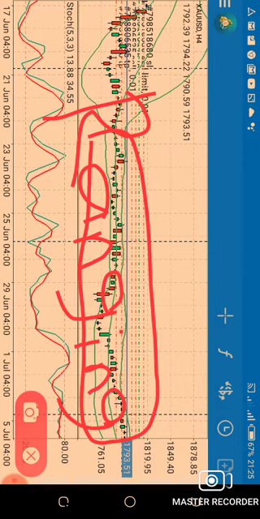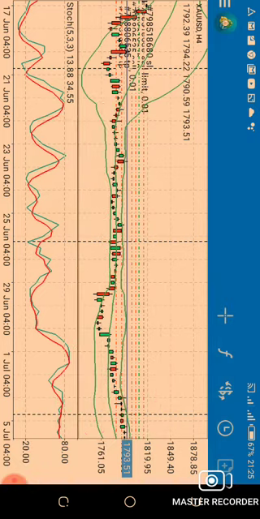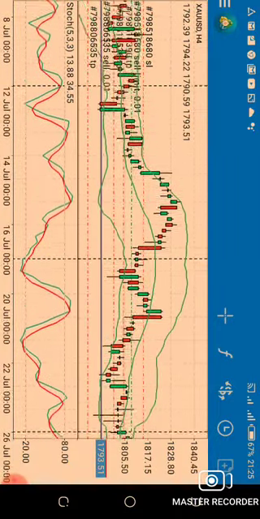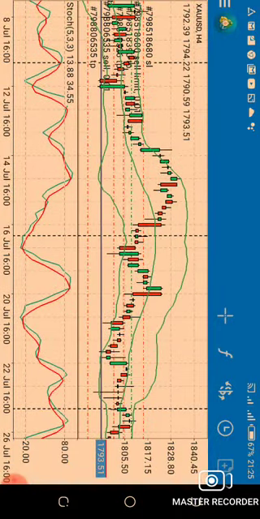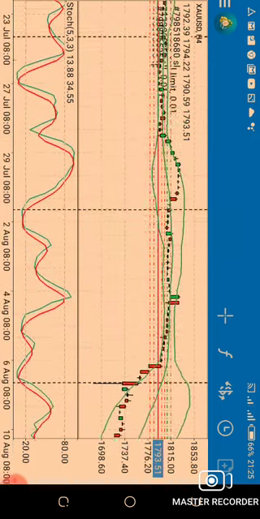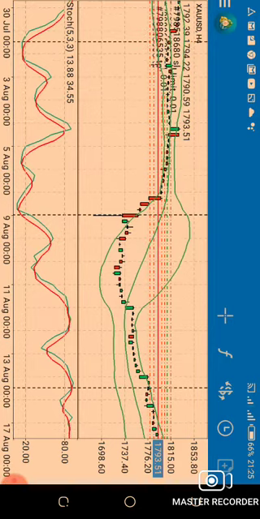Now, if the market is ranging like this, it makes the Bollinger Band to be skewed. And when the market is ranging, it gets to a point whereby it's going to break, but nobody knows where it will break to. Can you see the way it was ranging before it broke here a bit? You can see that. So that's the usefulness of Bollinger Band.